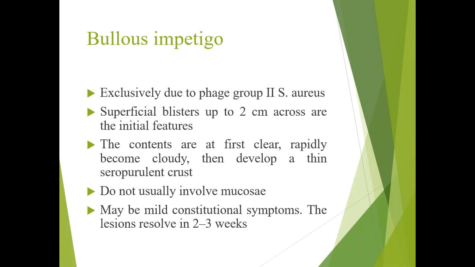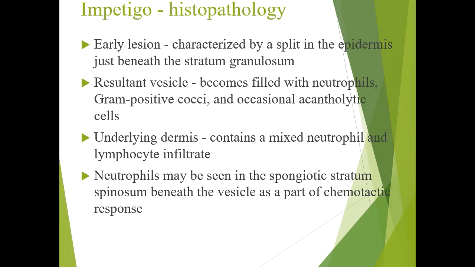Bullous impetigo is exclusively due to phage group 2 Staph aureus. Superficial blisters up to 2 cm across are the initial features. The contents are at first clear, rapidly become cloudy, and then develop a thin seropurulent crust. They do not usually involve mucosae. There may be mild constitutional symptoms. Lesions usually resolve in 2 to 3 weeks.